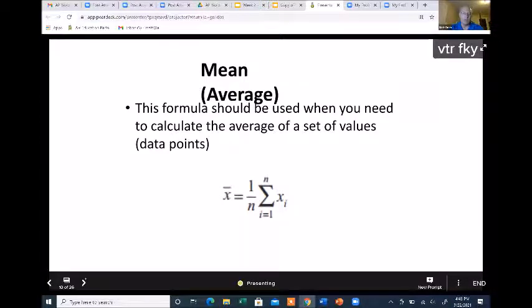All this says, though, these Xi's are your individual data points. And all this summation symbol means is add up all your individual data points and then divide by n, which is the total number of data points. So this is just the normal average. It looks complicated. It's really not. Add up your data points, divide by the number of data points. That's all it means.